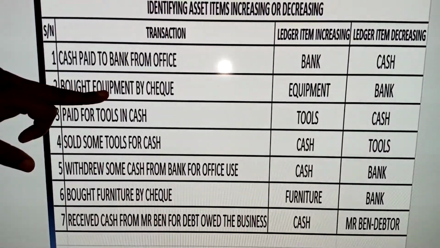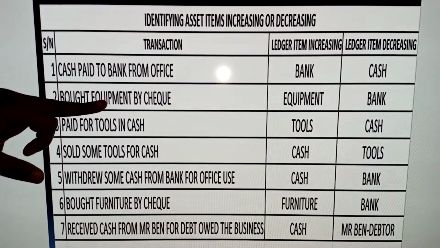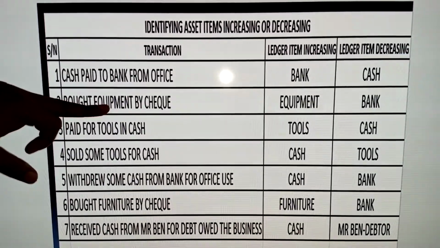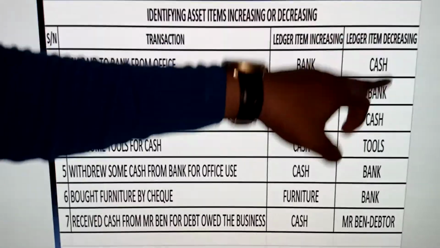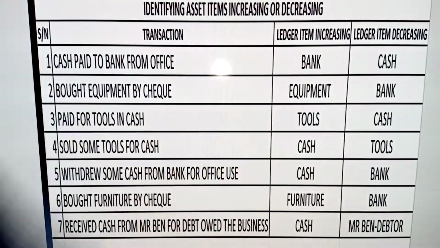So equipment is what? Increasing. Then the money in the bank is what? Decreasing. So equipment is the increasing ledger item here, while bank is the decreasing ledger item.